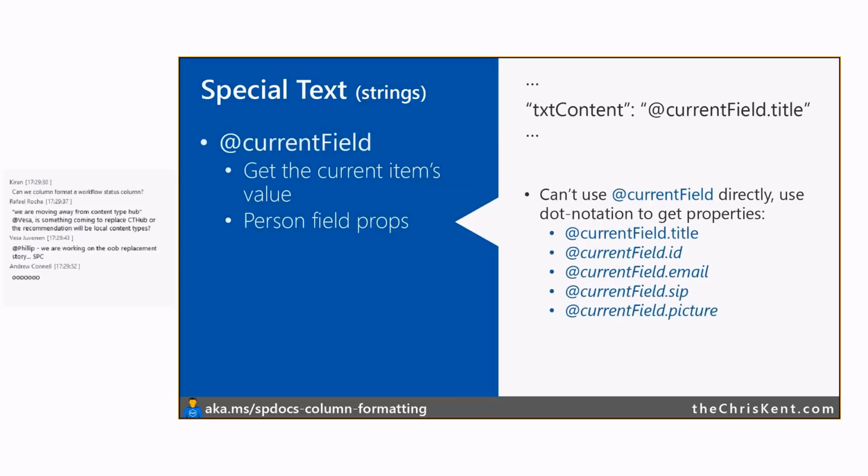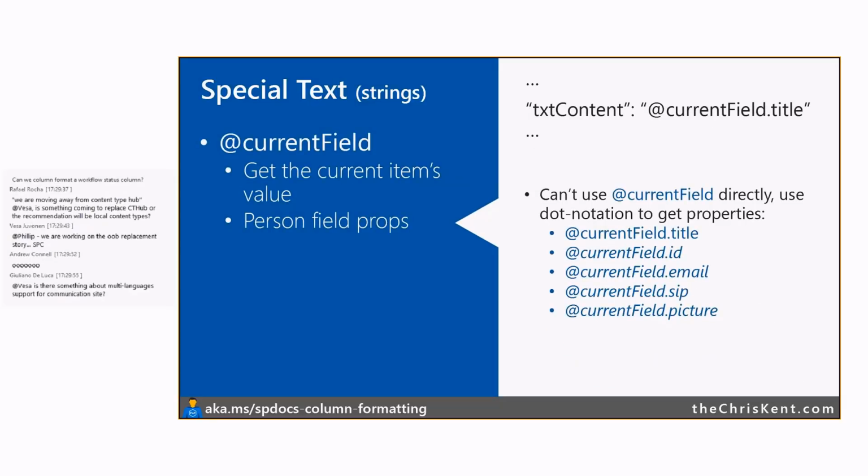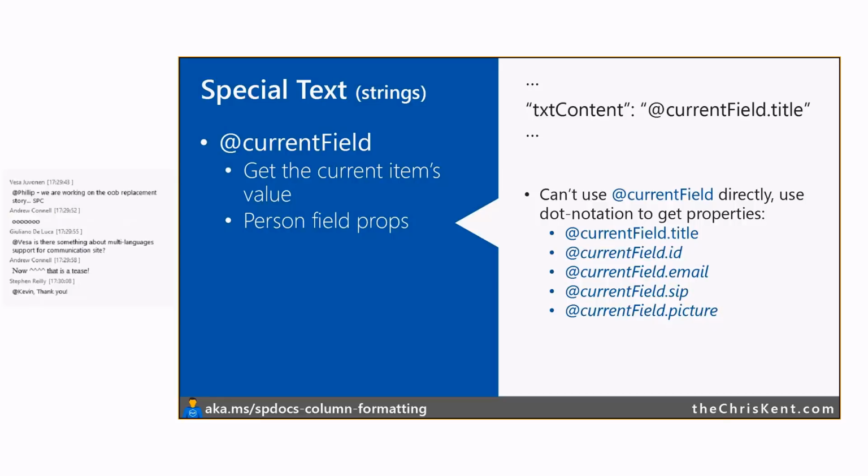All right. Now, slightly different with the person fields. So when you've got a person field, you can't use current field directly, but you can access all of these different properties, which is really awesome in a lot of ways, right? So you can grab the title, which is really their name, right? And that email address, you can compare that against that me operator, or even their picture if you want to use it in an image element as the source attribute. So again, you can do a lot with that.